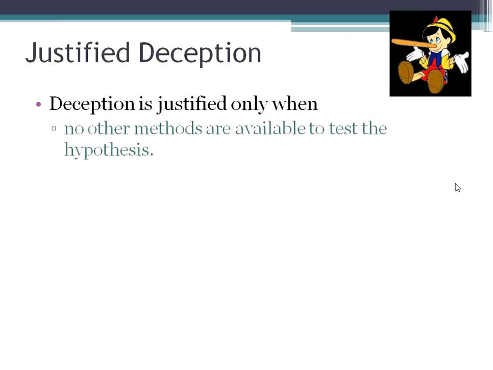Now, when you put together your IRB application, if you're deceiving your participants in any way, you have to justify it. You have to explain to the IRB, this is why we're doing this. This is why it's important. There are no other ways that we can test this hypothesis to get this data without this deception.